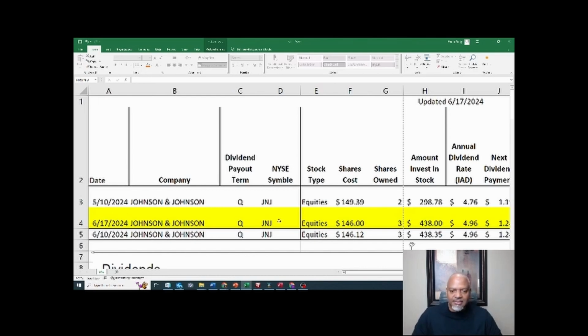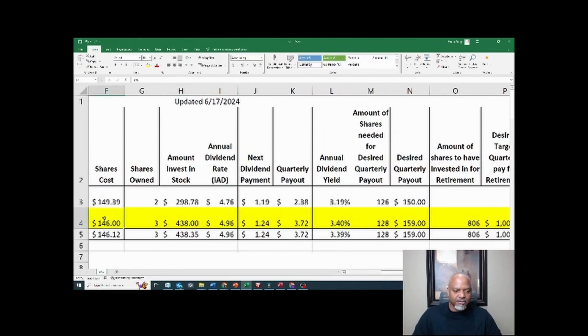Again, Johnson & Johnson, the ticker J&J. Currently it's at 146, not much of a change. We've got 3 shares. The annual dividend rate is $4.96. Our next dividend payment will be $1.24 per share. This is per share, so what we will be getting for our next quarterly payment would be $3.72, which will be reinvested back into our stock.